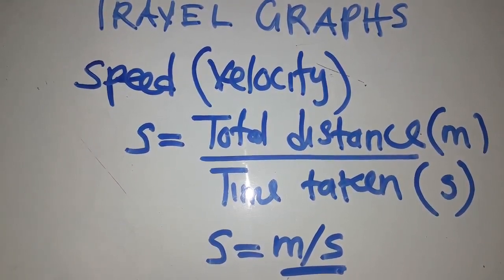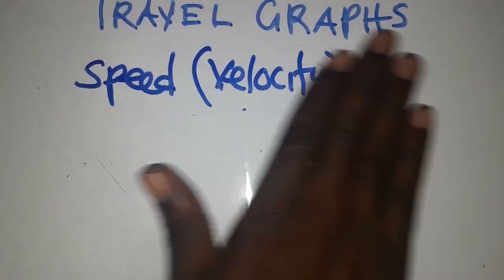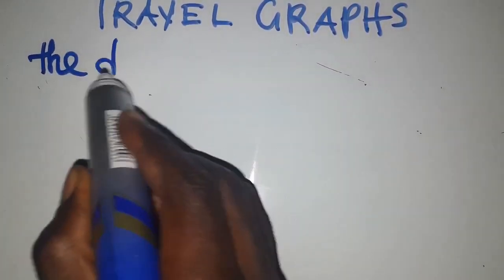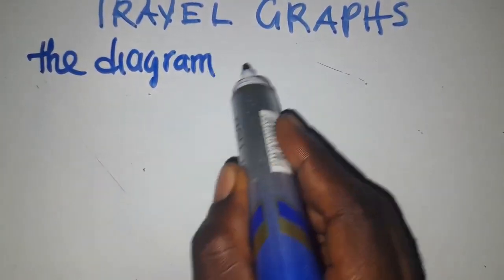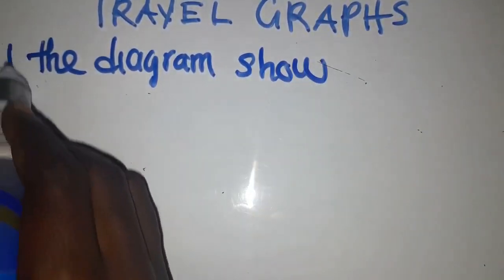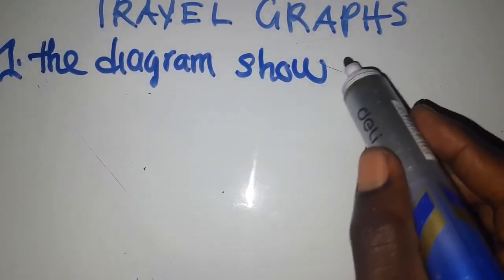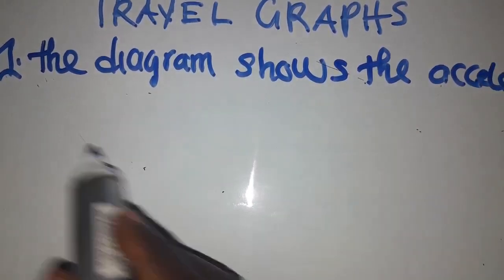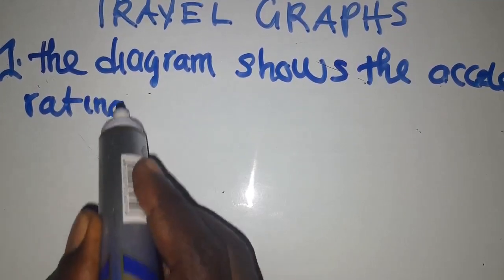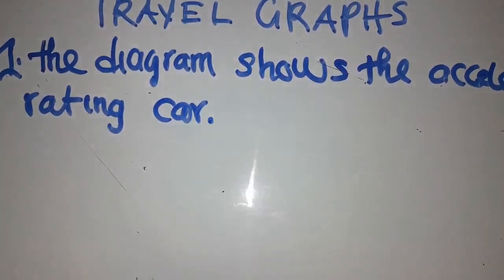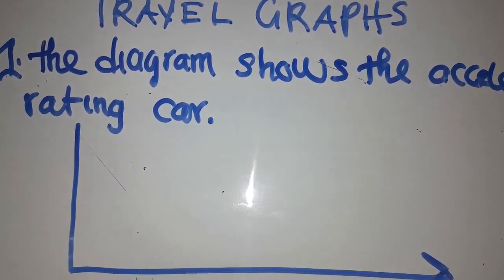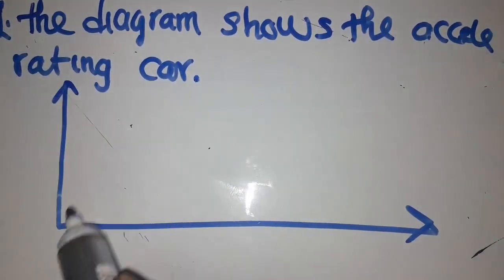Let us look at an example, so we see how we can apply these things. Write this as your example 1. The diagram shows an accelerating car. This is what you are given. You are given something like this.